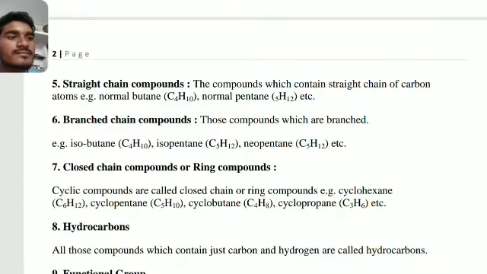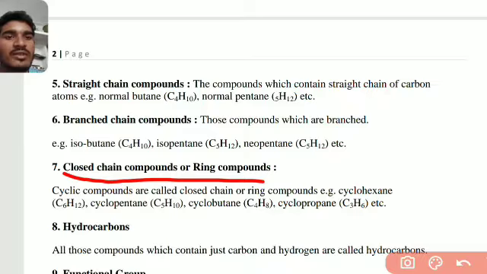Now we'll see the closed chain compounds, rings. Okay, cyclic compounds are called closed chain rings. Example, cyclopentane and cyclobutane and cyclopropane. Cyclopentane structure, here there is no place, but I will write the cyclobutane, cyclopentane, cyclopropane. So this is cyclopropane, the carbon, so this is cyclopropane.